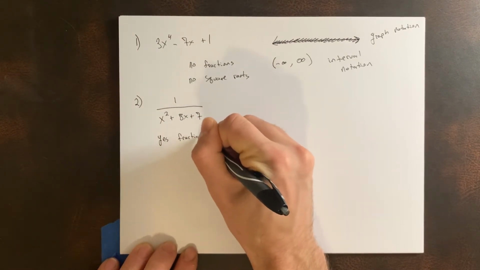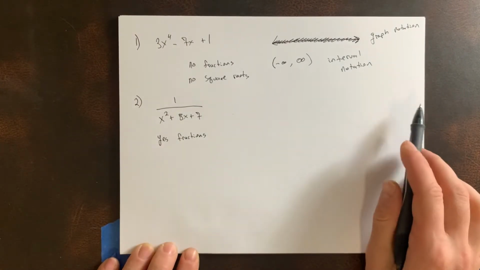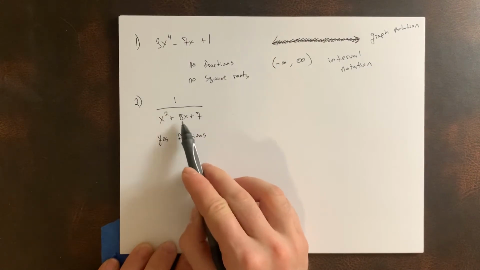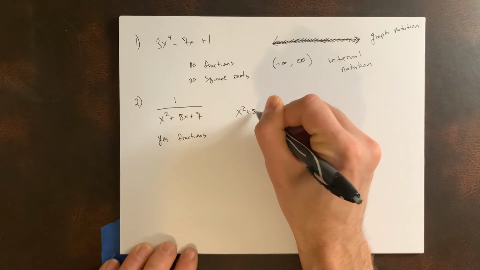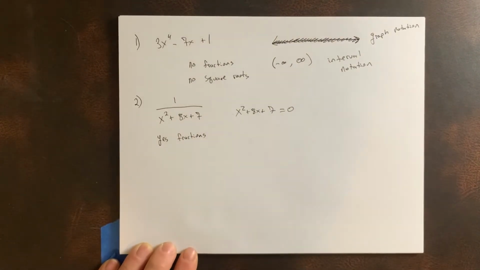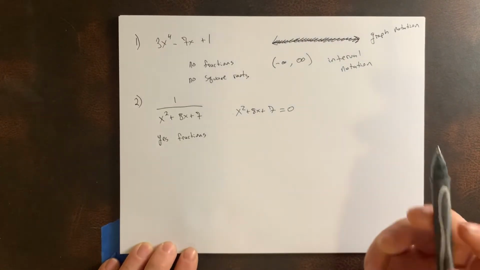And on the previous page, we said if we have a fraction, what we want to do is set the bottom of the fraction equal to 0, solve for those x values, and then plot those x values on a number line with a circle. So the bottom of this fraction is x squared plus 8x plus 7, and we set this equal to 0. In order to solve this problem, we need to factor this left-hand side.